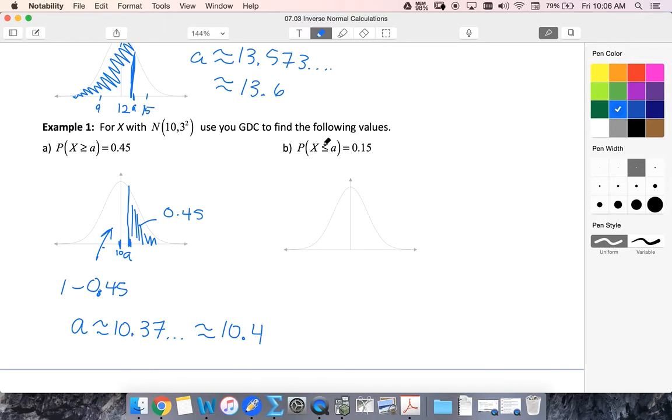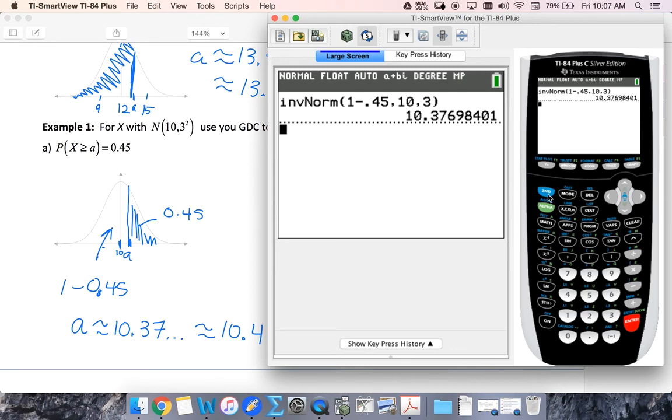Probability that x is less than or equal to a is 0.15. That must be a small number over here. There's going to be my a, because 0.15, that's 15%. It must be to the left of my mean. My mean is 10. So I have shading to the left. I can do that straight away.